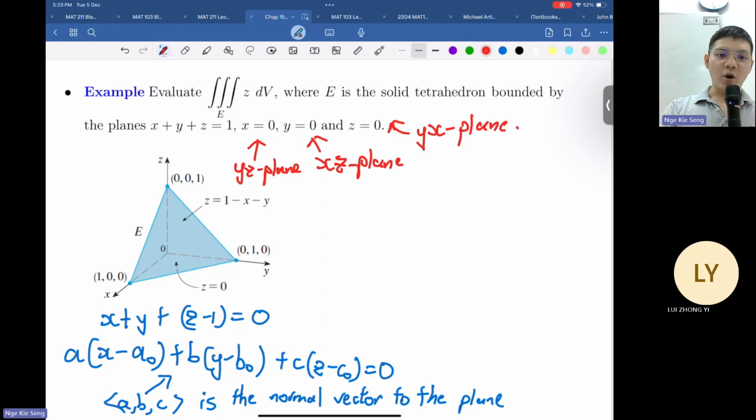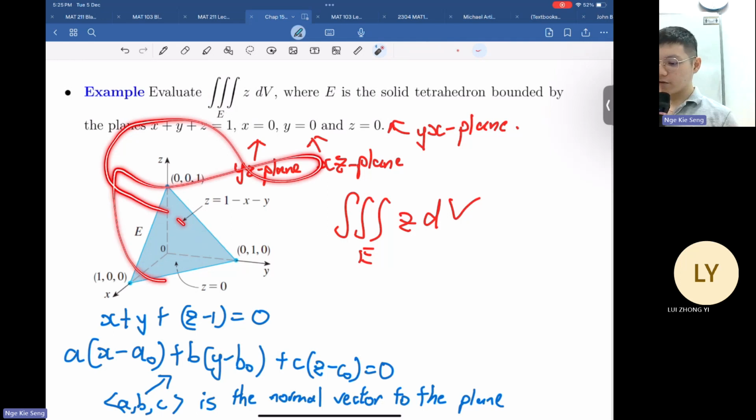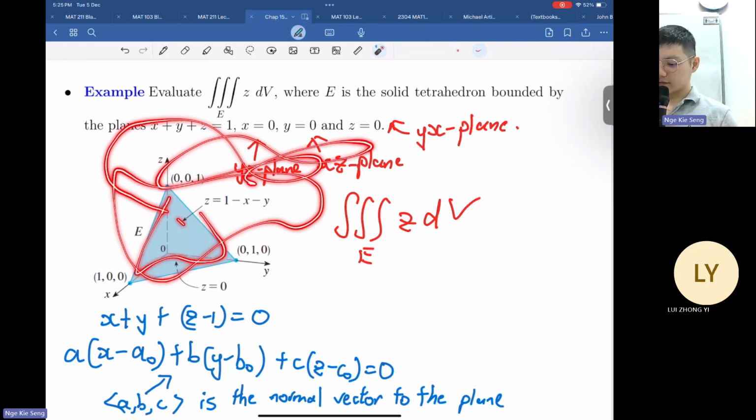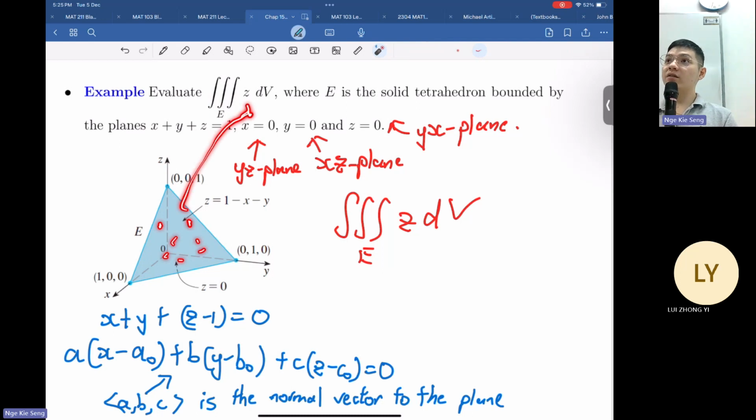So is this a solid tetrahedron? We want to integrate this triple integral here, right? So you should imagine some hyper volume there. So this is just a domain, and then this domain will give you Z. So if you take all these points and sub into your function, this function only depends on Z. So what you can imagine is this is a solid tetrahedron, and every point here carries a number, which is Z.